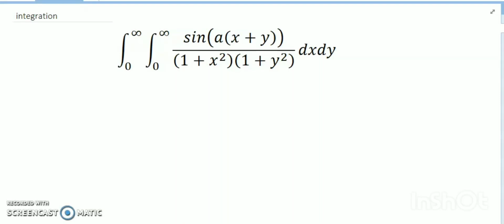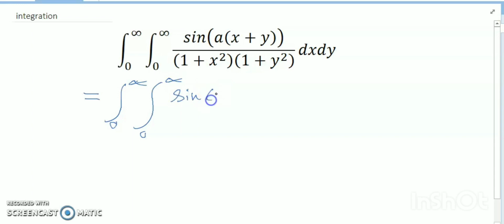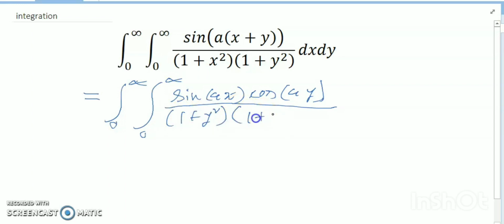Today's discussion is integrations, double integrations: the integral from 0 to infinity and 0 to infinity of sine ax and cos ay, divided by 1 plus y square into 1 plus x square, dx dy.